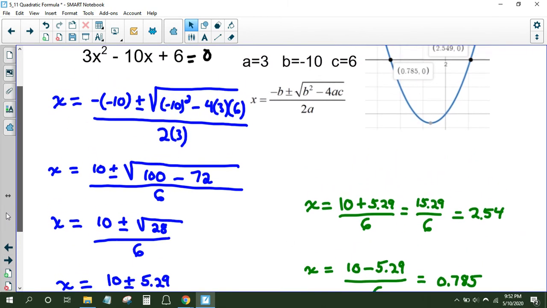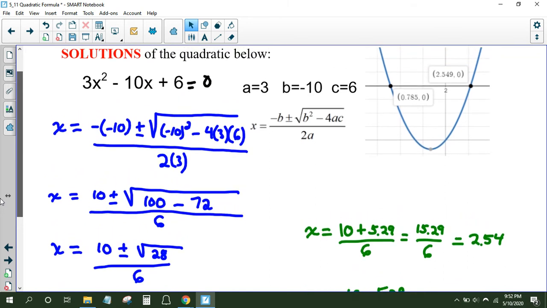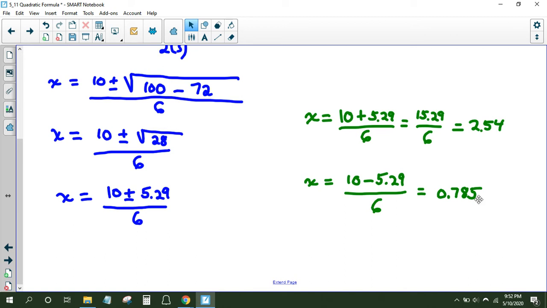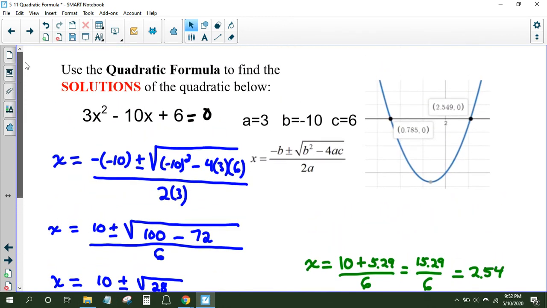So if we scroll back up here and take a quick peek at our graph, we had x-intercepts at 2.549, so that would be this one here. And we had an x-intercept at 0.785, and we got that one right there. So you can see that you're definitely going to need your calculator for these.